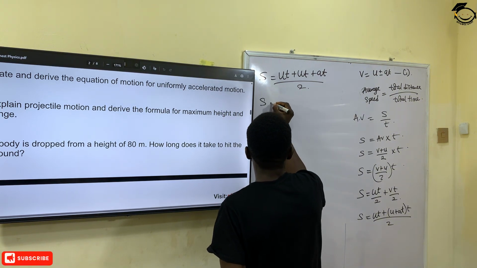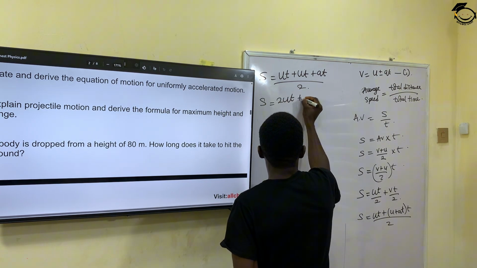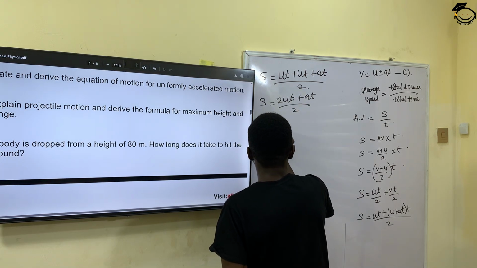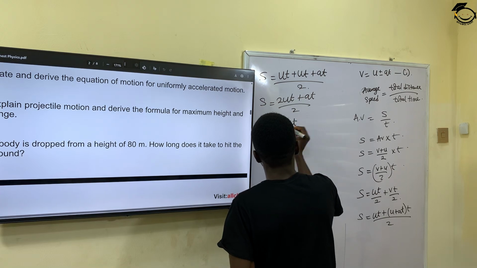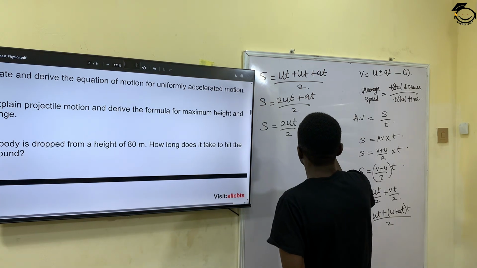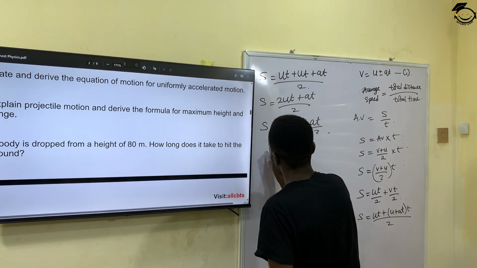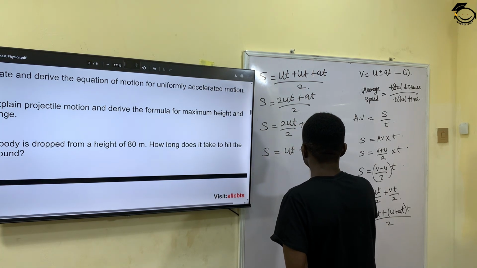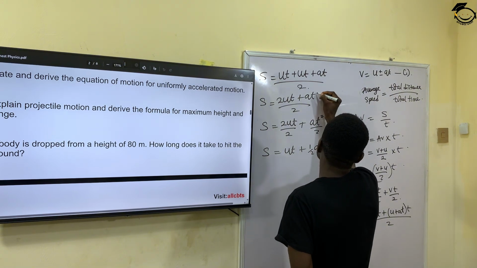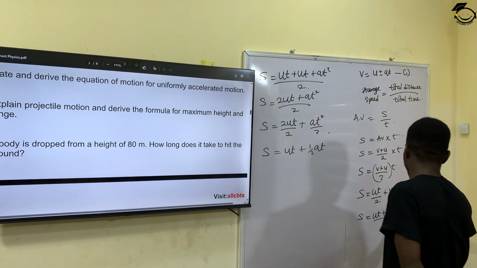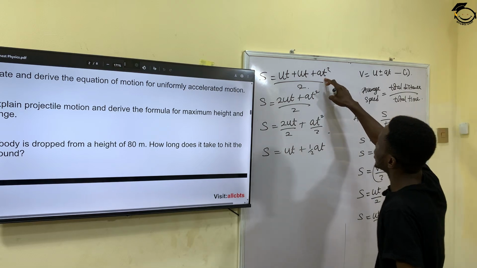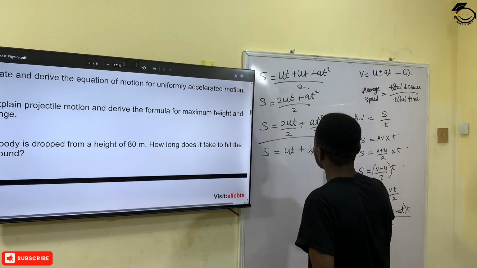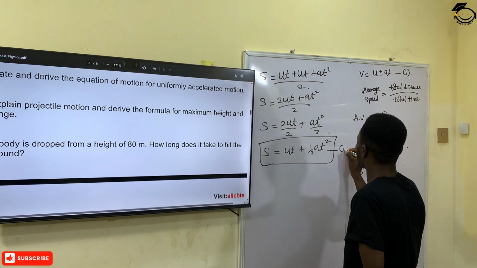So this will mean that my distance is equal to 2ut plus at divided by 2, which can simply be written as 2ut divided by 2 plus at divided by 2. So my distance therefore is ut plus 1 over 2 at. Sorry, this is supposed to be squared, because I have at here times t, that will give me at squared. So this is my formula for the second equation of motion.